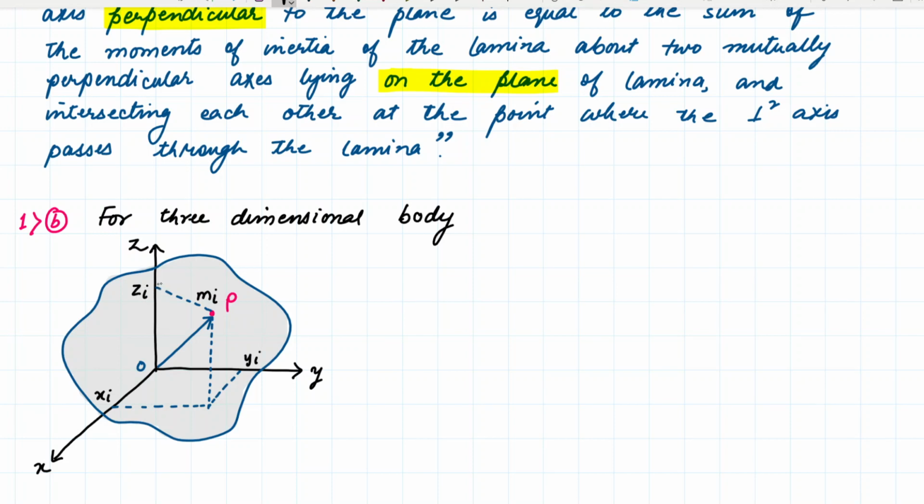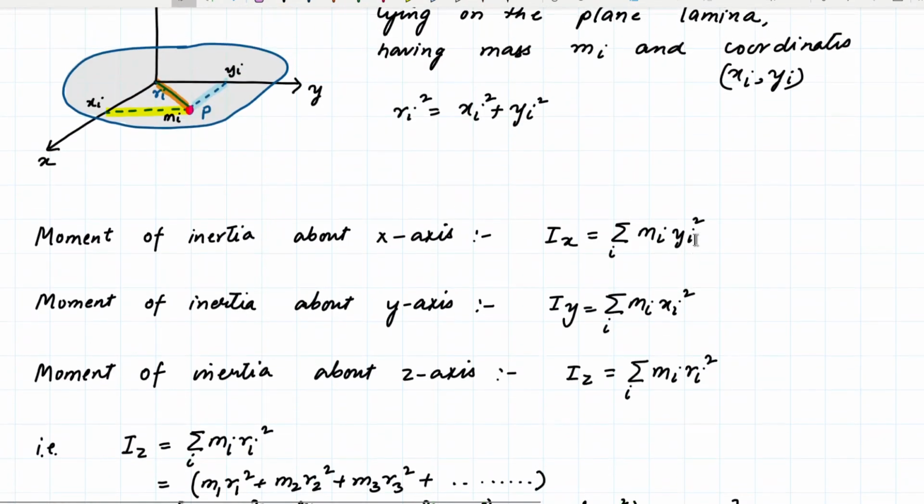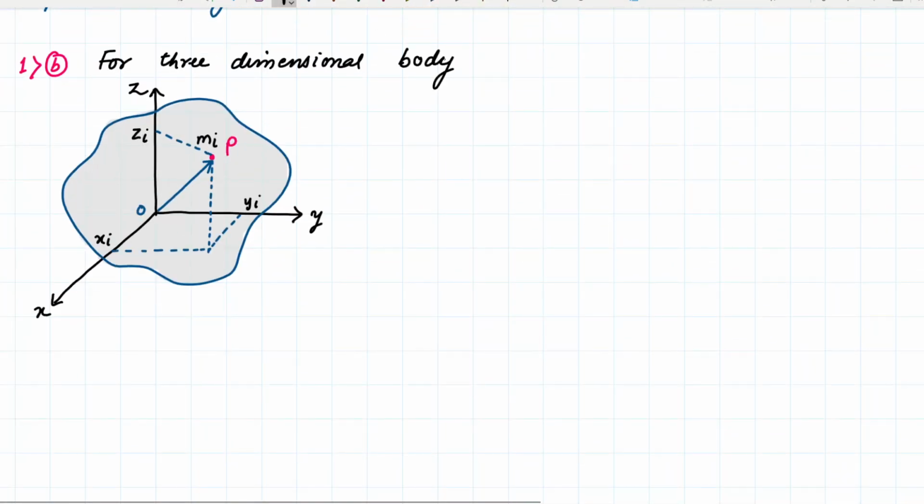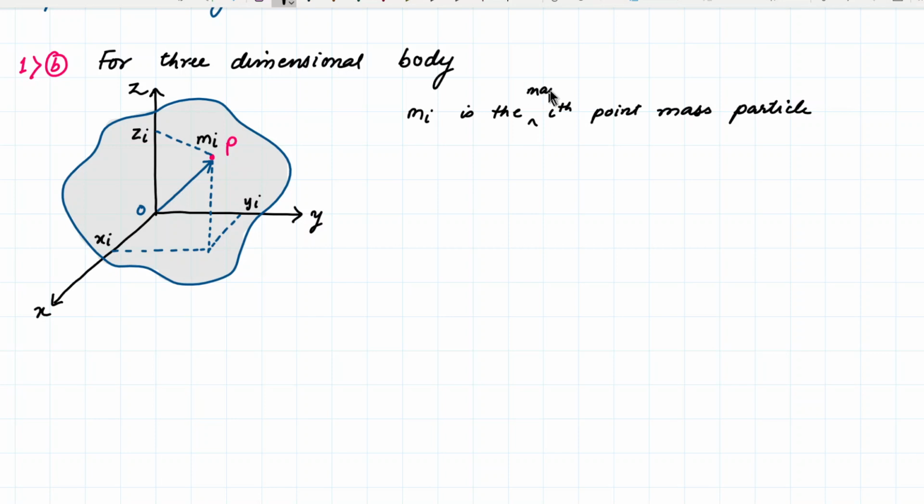Here again I can do the same kind of analysis that I just did for a plane lamina. I can do the same kind of analysis for a 3D body. So let's do that. mi is the mass of the ith point mass particle, situated at xi, yi, zi.